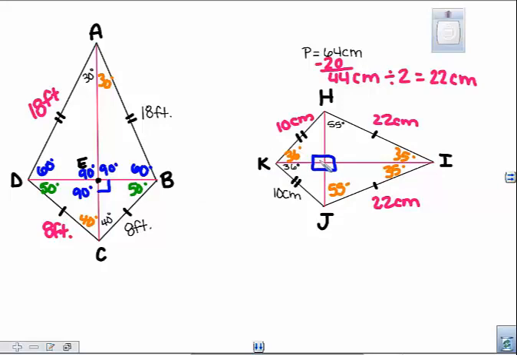Okay, now if we have 90 and 36 degrees, we add those together and subtract from 180, that leaves us with 54 degrees. Okay, and that's how you would solve for a kite.